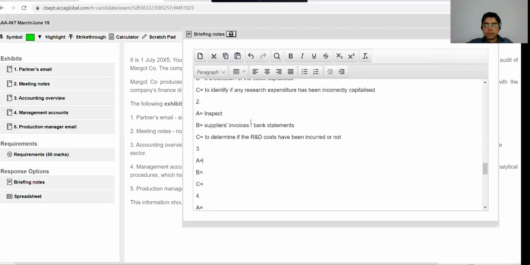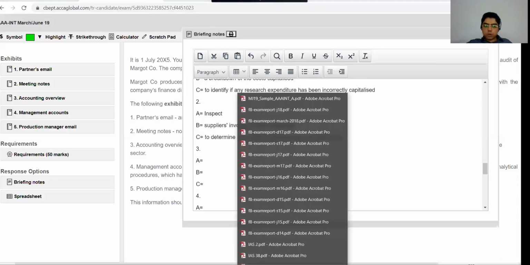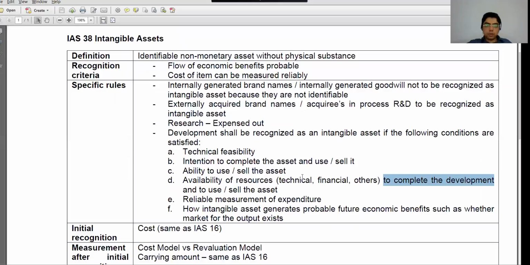What else? The development expenditure, you should be able to know from your knowledge of IAS 38. If you look at IAS 38, there's a host of criteria: technical feasibility has to be there, intention to complete the asset and use or sell it, ability to use or sell the asset, availability of resources, reliable measurement of expenditure, and how the intangible asset generates probable future economic benefits. This criteria has to be fulfilled before the development expenditure can be capitalized.